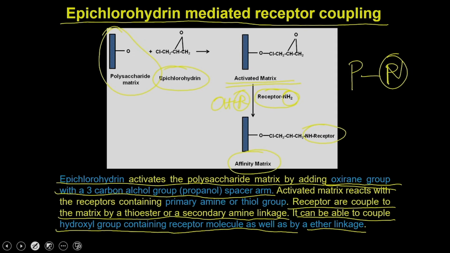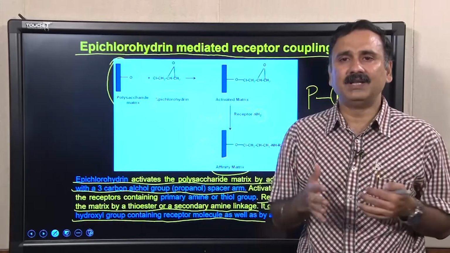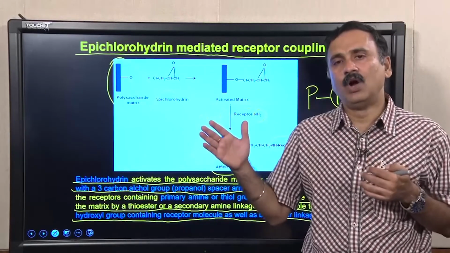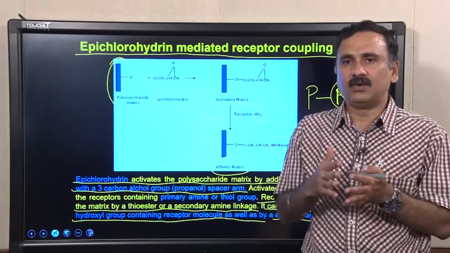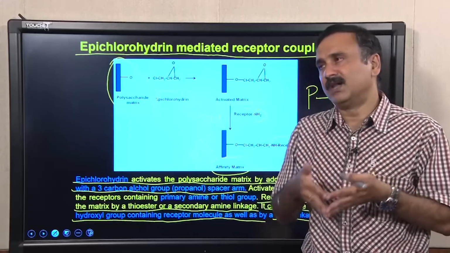Ultimately, once your coupling is over, you can add a large quantity of glycine, because glycine also has amine groups. So, glycine is going to inactivate all the activated groups present on the matrix, which means all these groups are going to be blocked by the glycine, and that is how you inactivate all the functional groups and avoid the non-specific binding.